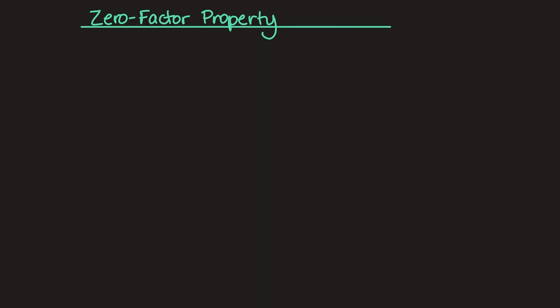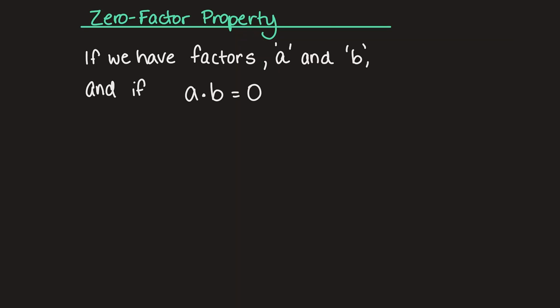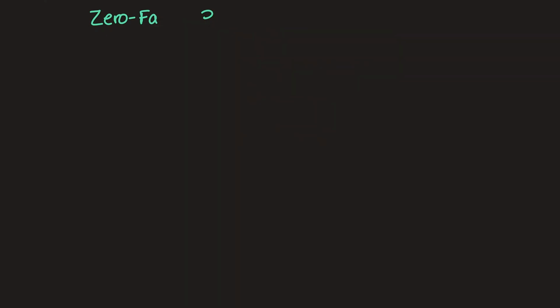So this property tells us that if we have two factors, say a and b, and if a times b equals 0, then either a is equal to 0 or b is equal to 0 for this to be true. This can also extend to more than two factors, but the same idea would apply. So let's see how we apply this property with an example.